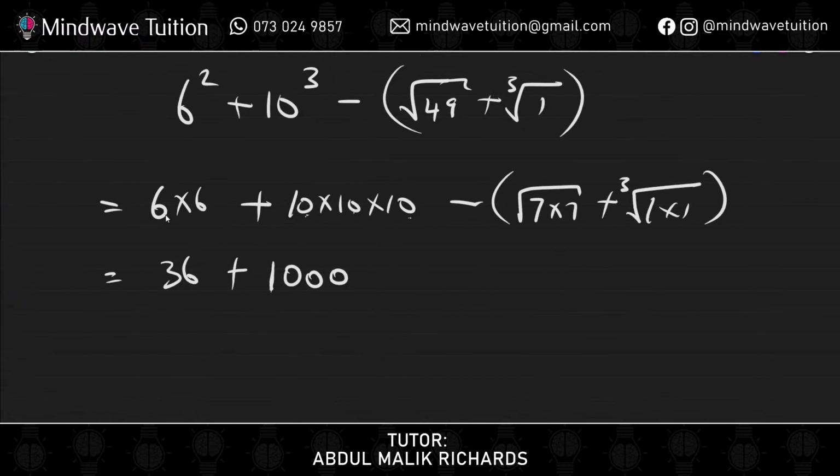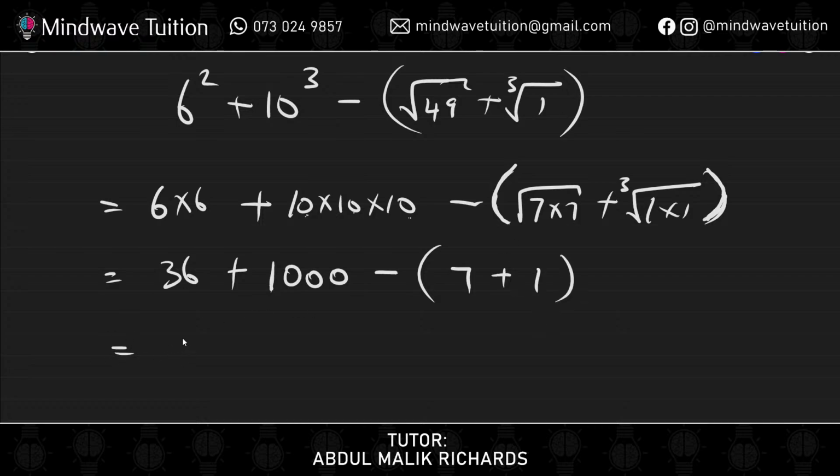Going back to this question, 6 times 6 is 36. And 10 times 10 times 10 is 1,000. I'm going to subtract this over here. When you see brackets, brackets mean it's like a gate basically. This gate can only open once you are done with the operations inside of the brackets. So here we have the square root of 49, and the square root of 49 is 7. And here we have the cube root of 1, and the cube root of 1 will just be 1.